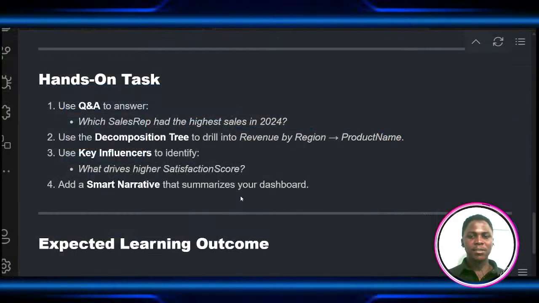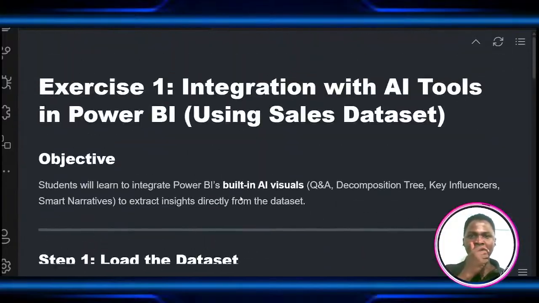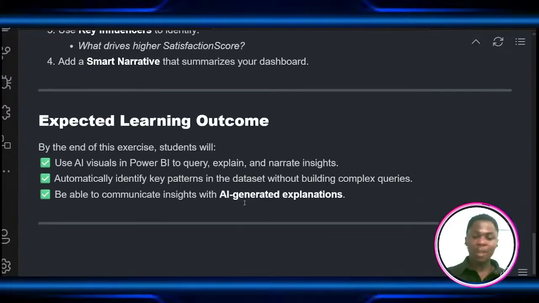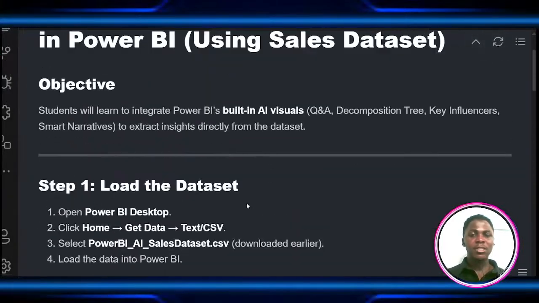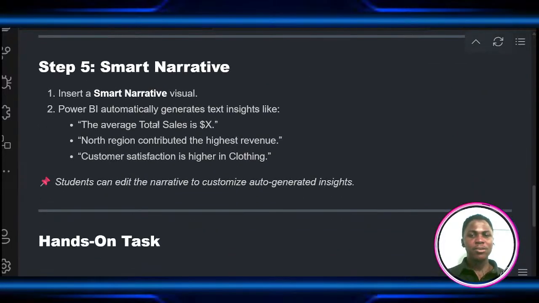Next, add a smart narrative that summarizes your dashboard. Well, we are not connected. The smart narrative just helps us quickly narrate what is happening. It gives text insights for us like this. It tells us the average total sales is this. North region contributed the highest revenue. Customer satisfaction is higher in clothing. Something like that. But we are not connected. So that's basically in textual format.